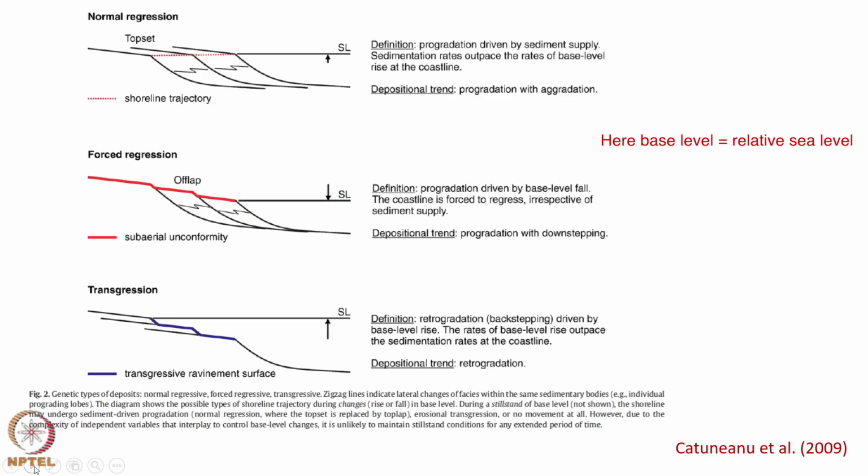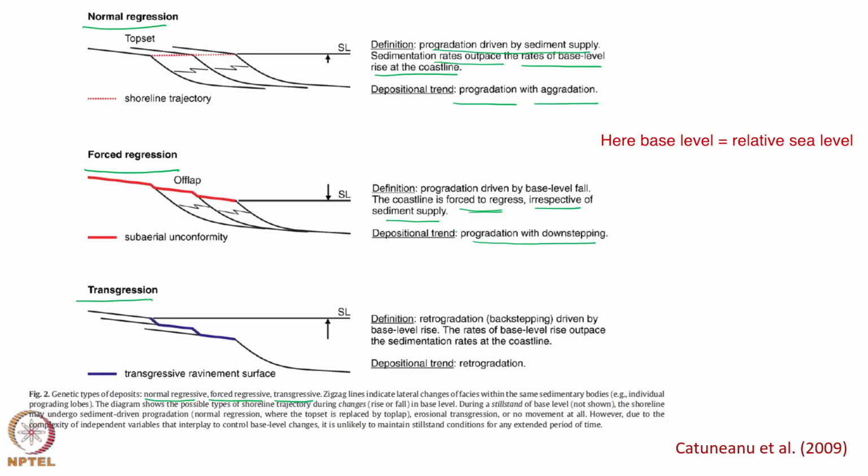We can look at a few definitions: normal regressive, forced regressive, transgressive. Normal regression is a progression driven by sediment supply. Sedimentation rate is more than the rate of base level rise at the coastline. This leads to progression with aggradation. Forced regression is progression driven by base level fall. The coastline is forced to regress irrespective of the sediment supply. Whether the sediment supply is high or low does not matter, but the sea level keeps falling. It is a progression with downstepping.